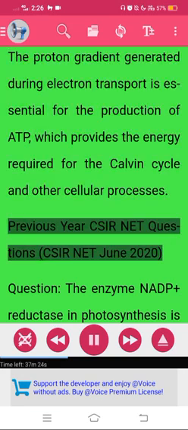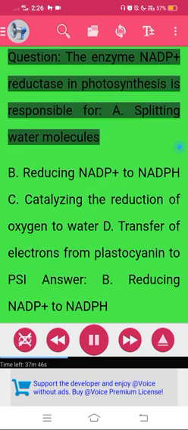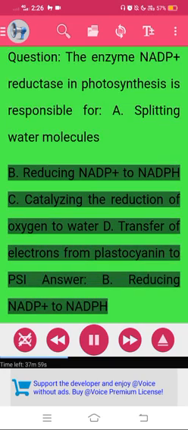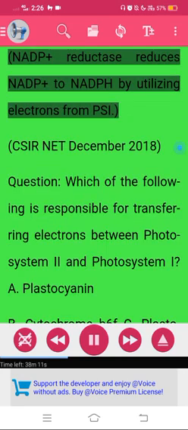Previous year CSIR NET questions. CSIR NET June 2020. Question: The enzyme NADP+ reductase in photosynthesis is responsible for: A, splitting water molecules; B, reducing NADP+ to NADPH; C, catalyzing the reduction of oxygen to water; D, transfer of electrons from plastocyanin to PSI. Answer: B, reducing NADP+ to NADPH. NADP+ reductase reduces NADP+ to NADPH by utilizing electrons from PSI.